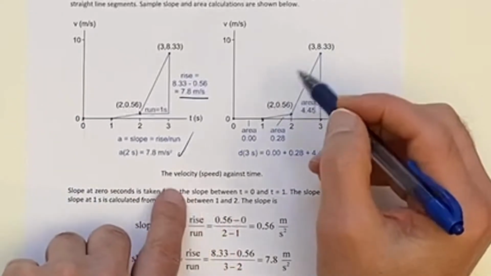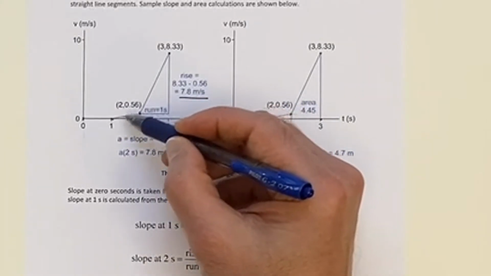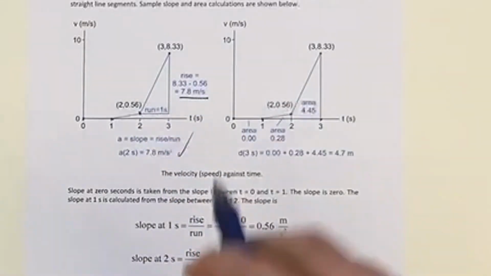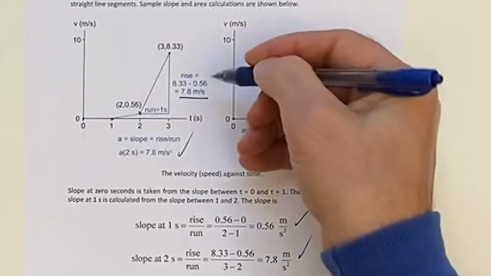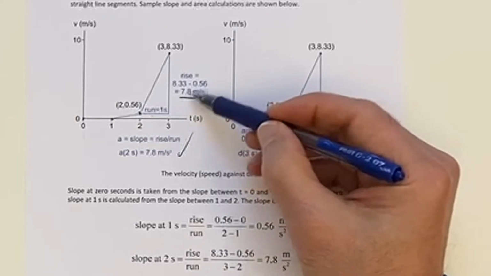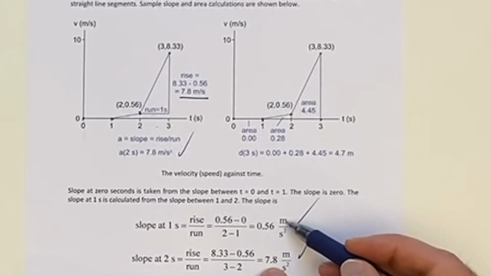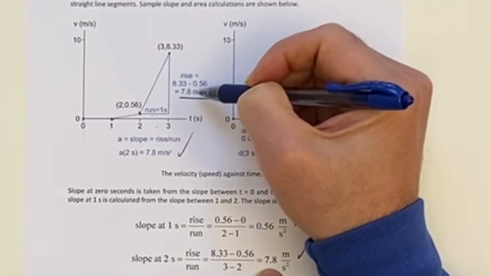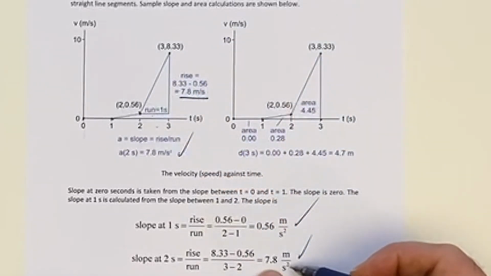The acceleration for the 1 second would be 0.56, subtract 0 and divide by 1, so it's 0.56. So 0.56 and then 7.8, because for the acceleration you have to take this and divide by the 1 second, and that's where the second squared comes in. Remember, the units are meters per second squared for the acceleration. So the 7.8 meters per second divided by the 1 second gets you 7.8 meters per second squared.